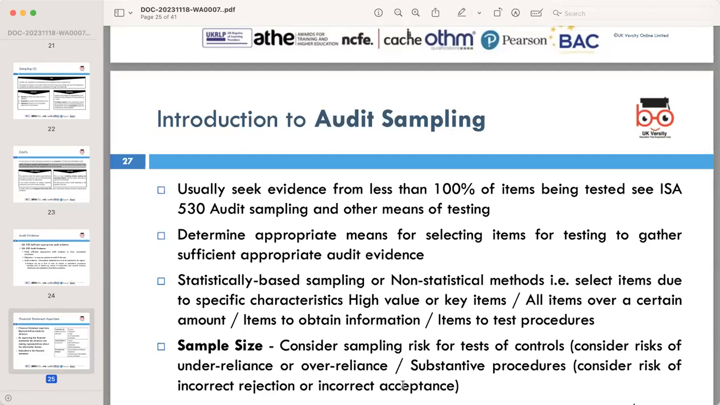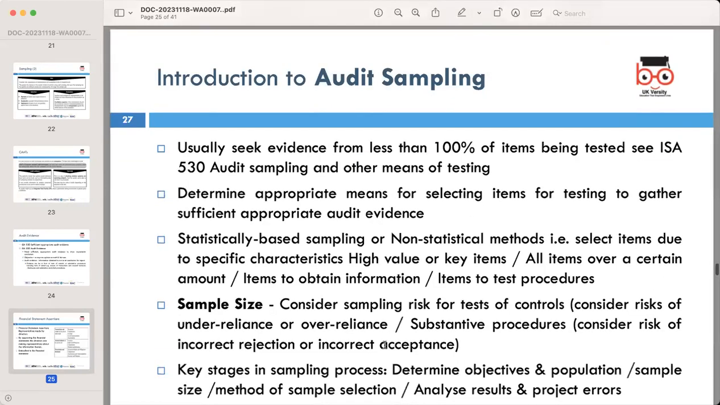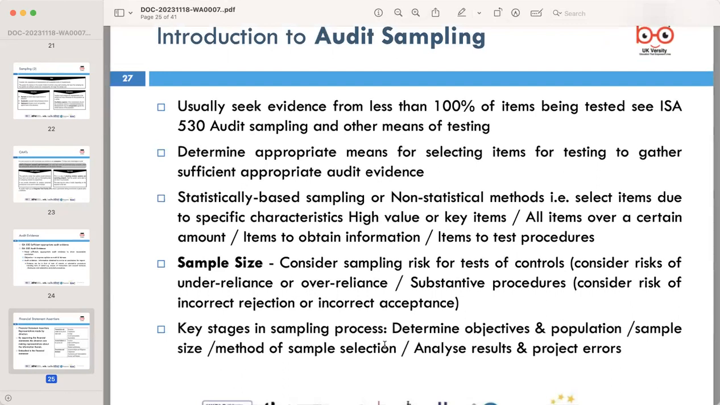Next is sample size. In auditing, we consider how much risk we are willing to take, like the risk of missing a problem, or of thinking there is a problem when there isn't. We want our sample size to be just right for the job. There are two main things we look at: tests of controls and substantive procedures. Tests of controls are like making sure our processes are working. Substantive procedures are more about checking the actual figures and stuff.